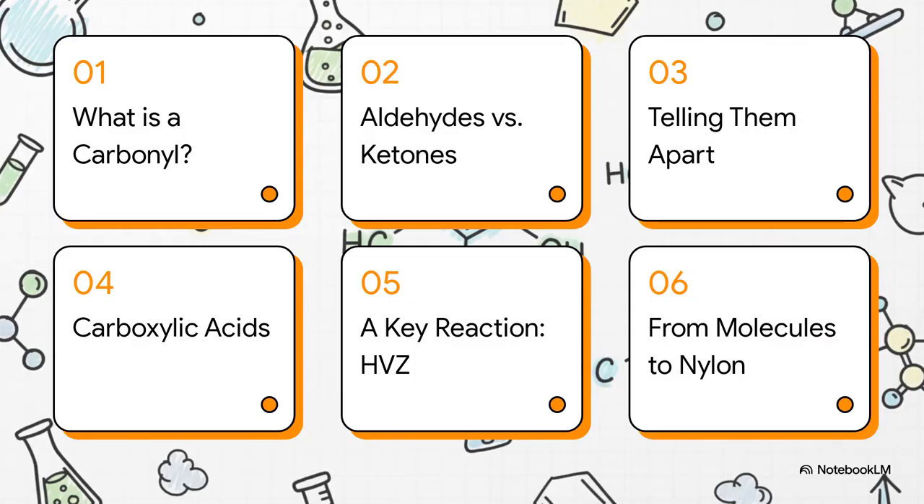Okay, here's our game plan for today. We're going to kick things off with the basics of what a carbonyl even is. Then we'll dive into the rivalry between aldehydes and ketones, figure out some clever ways to tell them apart, and then meet their acidic cousin, the carboxylic acids. We'll also spotlight a really key reaction you need to know, and then see how all this amazing chemistry comes together to make everyday stuff like nylon.